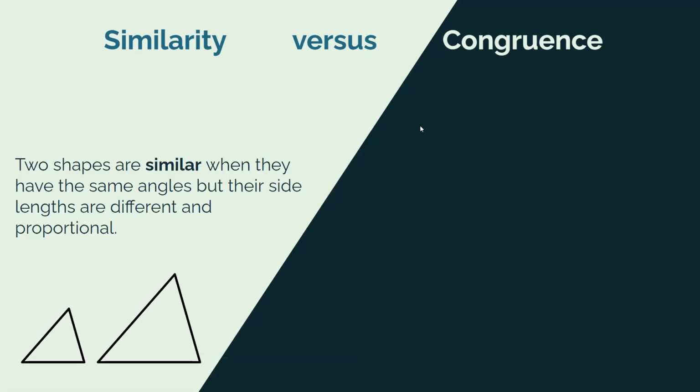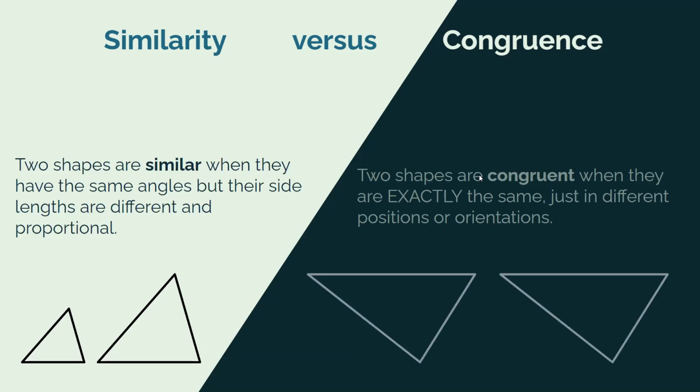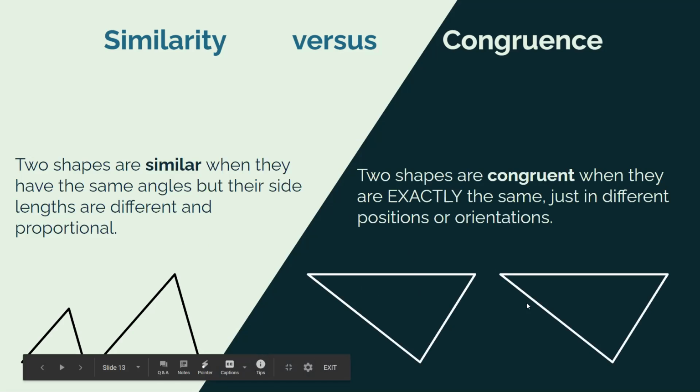Okay. Now congruence is a little simpler than similarity. Congruence just means that two shapes are exactly the same, maybe in a different position or rotated a little bit, but other than that, exactly the same. So these triangles are congruent because they have the same angle measures and the same side lengths. They're just in different positions. And if I rotated this triangle, these two triangles would still be congruent because they're technically still the same thing.